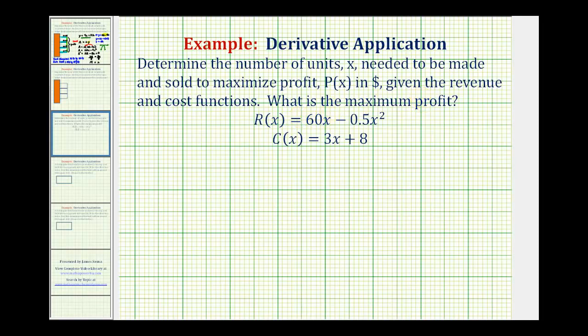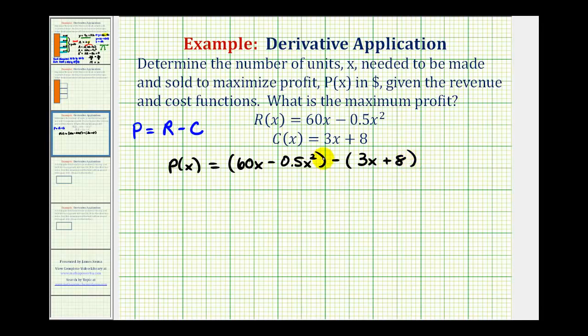So the first thing we have to remember here is that the profit is going to be equal to the revenue function minus the cost function. So P of x is going to be equal to the revenue function, which is 60x minus 0.5x squared, minus the cost function, which is the quantity 3x plus 8. Remember, it's important that we put the cost function in parentheses so that we subtract this entire function, not just 3x.